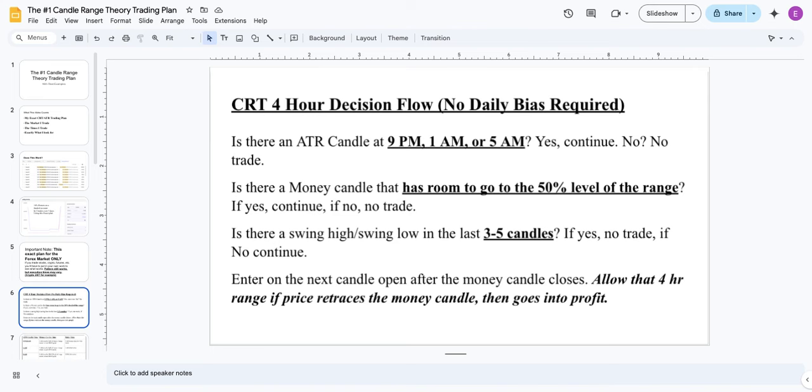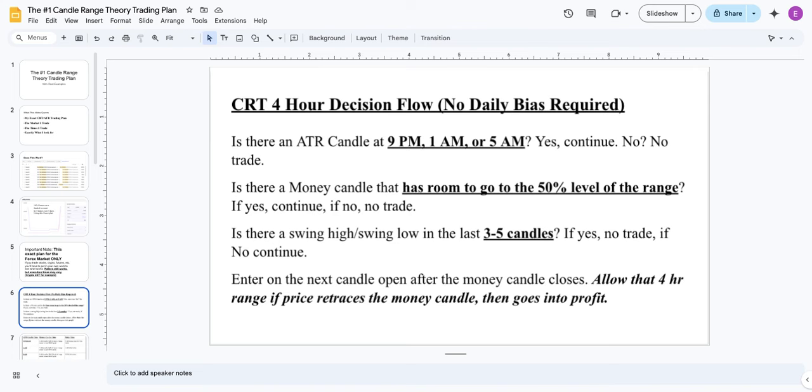This is the meat of the video: my decision flow that I use for trading the candle range theory. First off, I use the 4-hour chart. There's no daily bias required with this. Take a screenshot of this, whatever, I don't care. I'm not selling anything. This is all you. So let's walk through this.